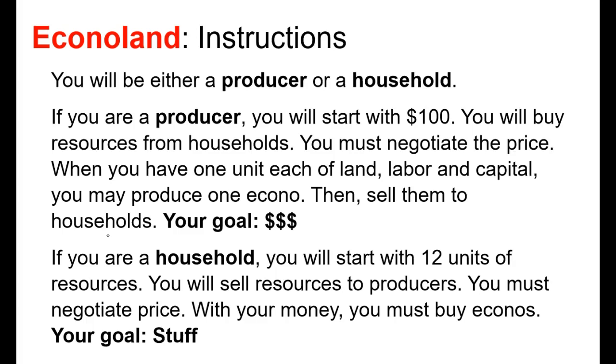You have to negotiate the price. There's not a set price. When you have 1 unit of each, you can produce 1 econo, or a puffball. Then you're going to sell these back to the households and try to earn some money. If you're a household, you will start with 12 units of resources, and you'll sell your resources to producers. Again, you have to negotiate with them the price because there's not a set price. And with your money, you're going to buy econos.